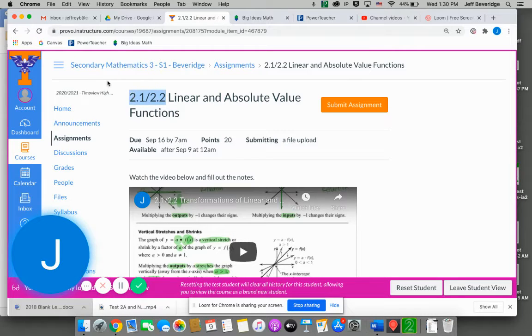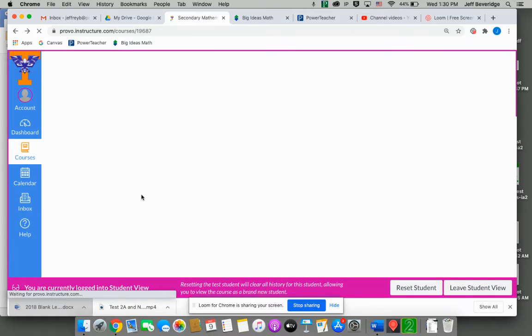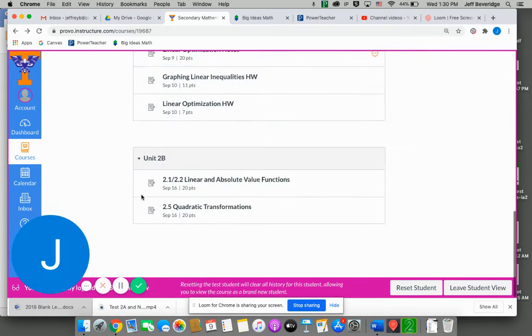Just FYI, this 2.1, 2.2 counts as one lesson. It's not going to be two lessons because we're covering two lessons a week. So this next week, these are the two lessons right here, 2.1/2.2 and 2.5. Just 2.1, there won't be any homework for 2.1. It's just something that we're going to briefly cover, but pretty much 2.1 and 2.2 are the same.